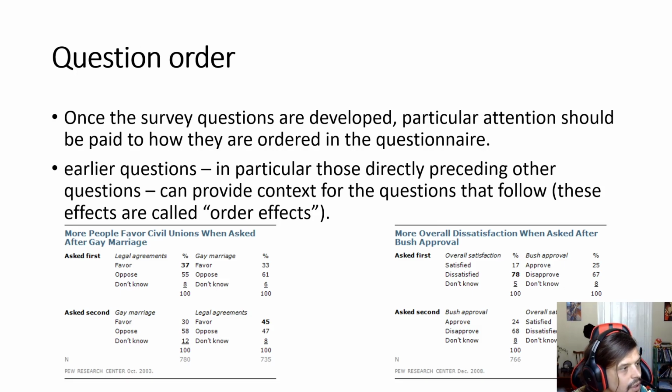So, question order: earlier questions do impact things. There's an example about gay marriage. If you ask first about civil unions, then support for gay marriage would actually tick lower. But if you ask first about gay marriage, support for civil unions would go up. Now, this was Pew Research Center in 2003, so it's kind of a different time.